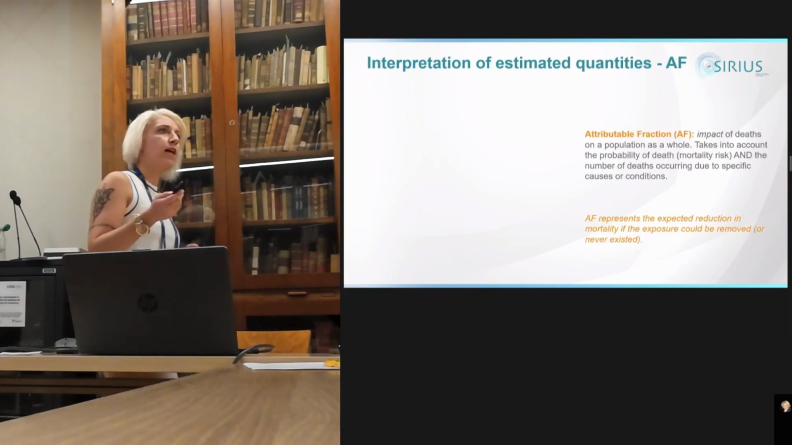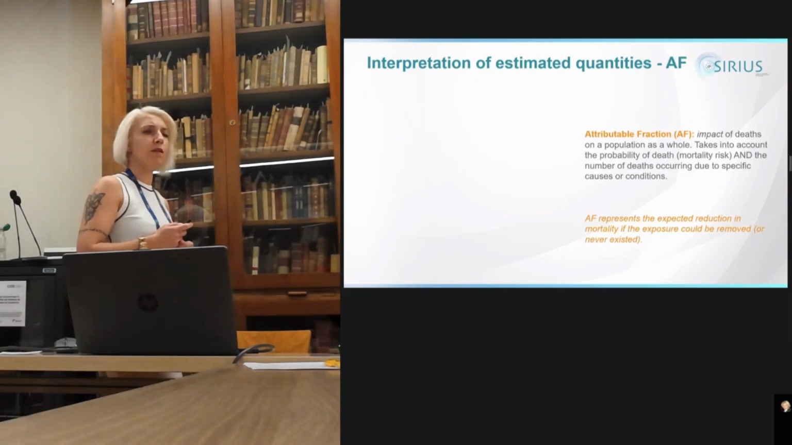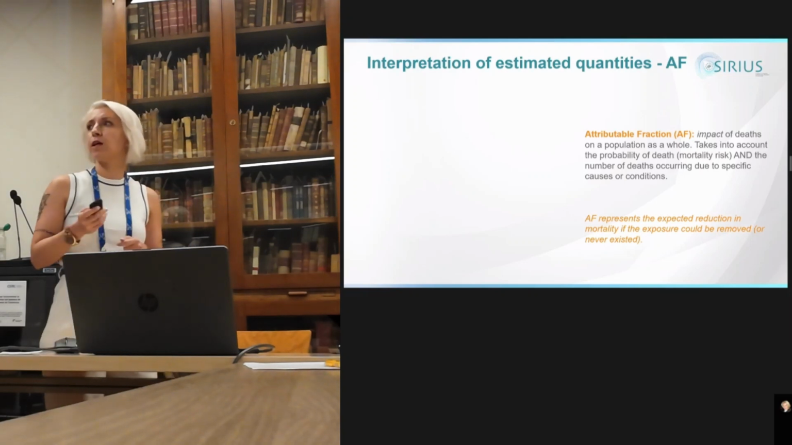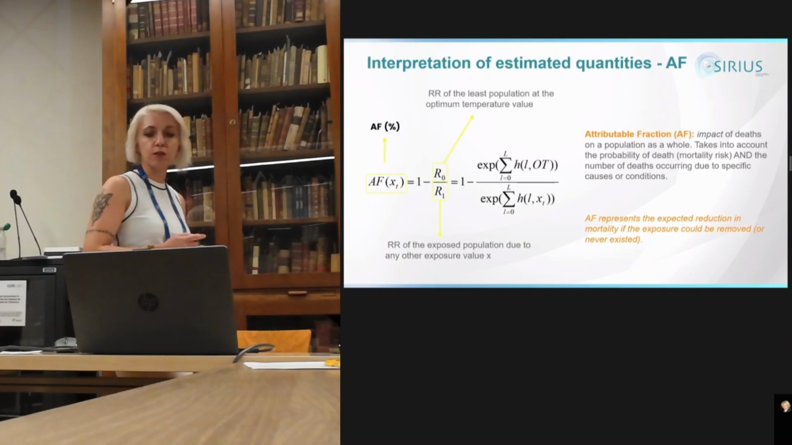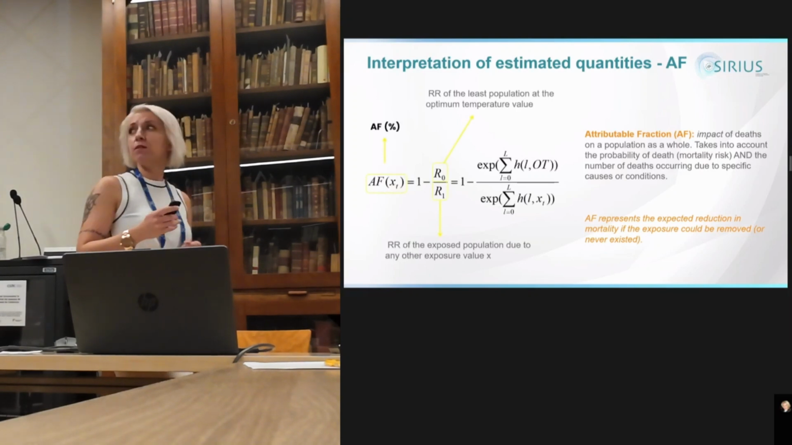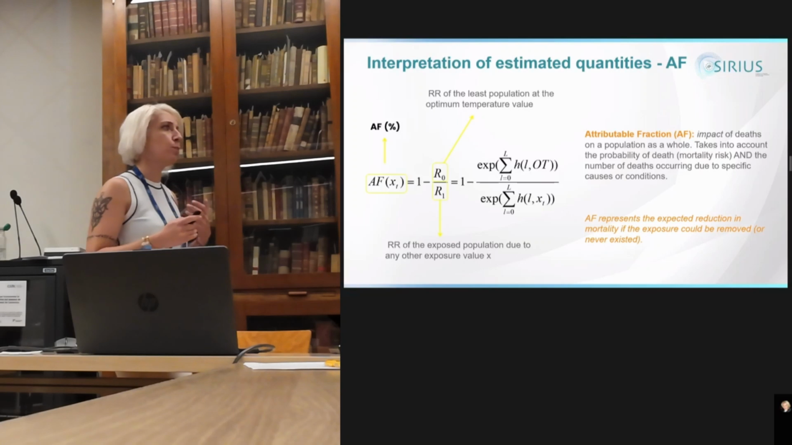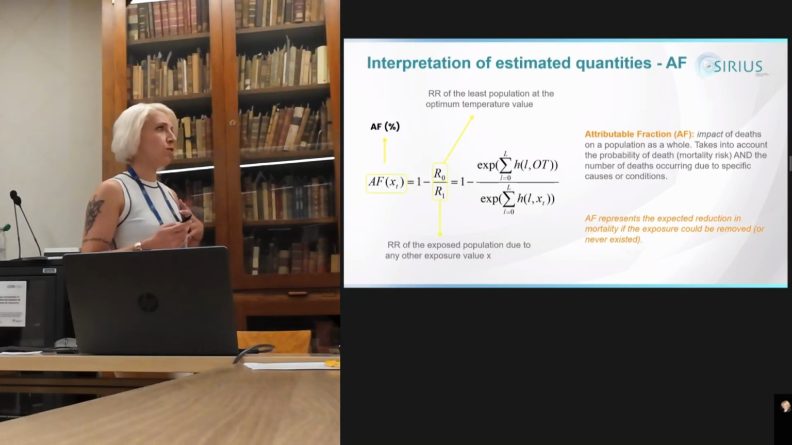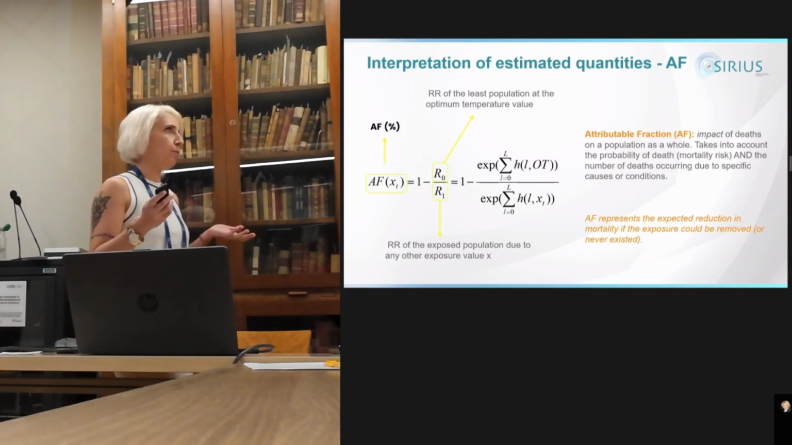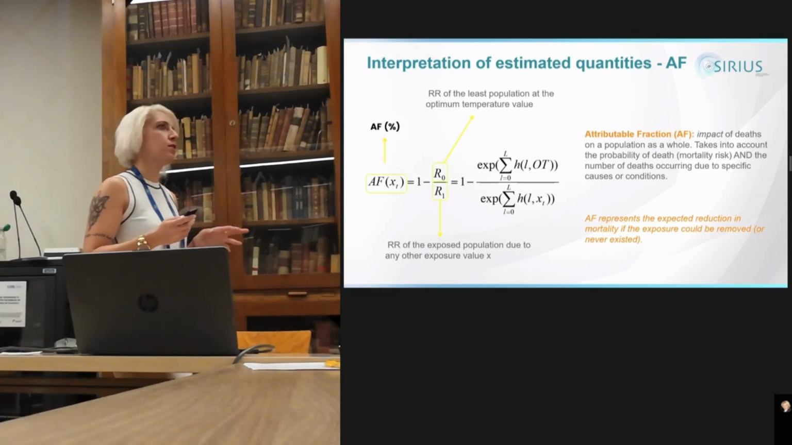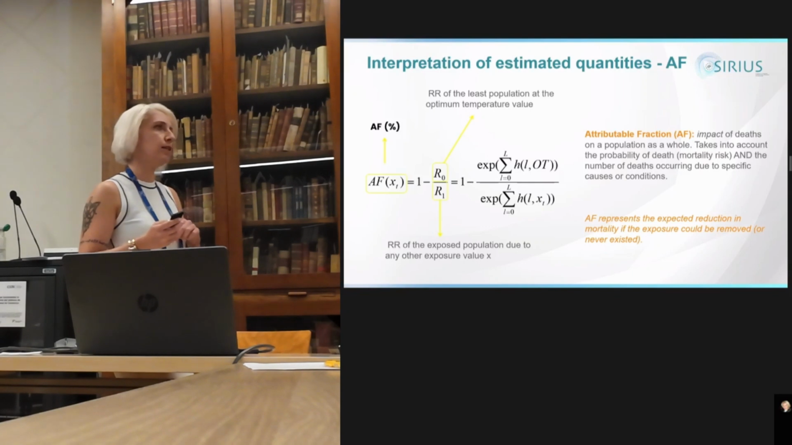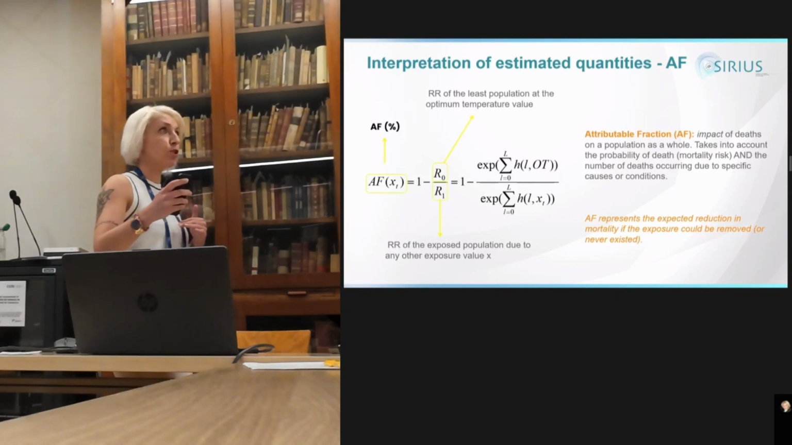And then we quantified the mortality burden in terms of attributable mortality fraction. The physical meaning of attributable mortality fraction is that it represents the expected reduction in mortality if the exposure that we're studying was eliminated or never existed. So with these two statistical quantities, we were able to study the synergistic impact of thermal stress and pollution on human mortality from two different scopes.